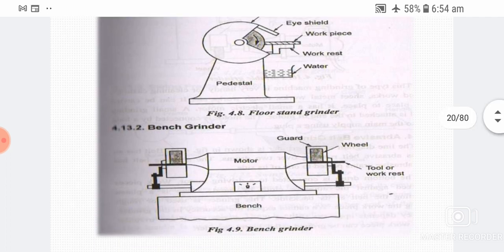Another one is the bench grinder. The bench grinder is fixed to a bench. We have wheels on two sides, and the wheels are rotating. This is the grinding process.